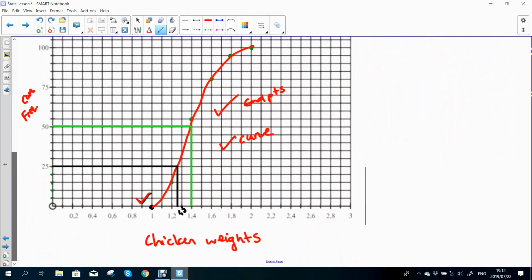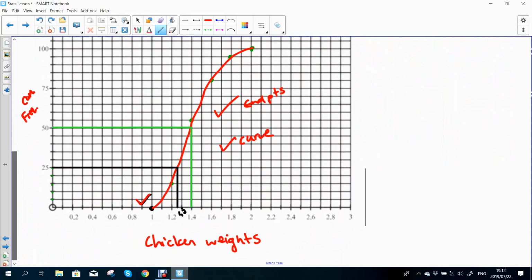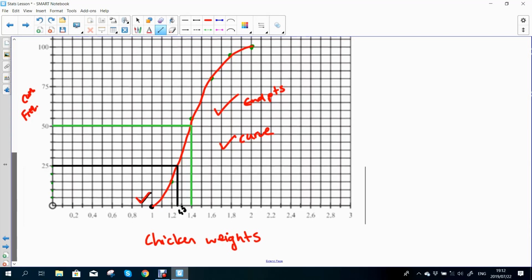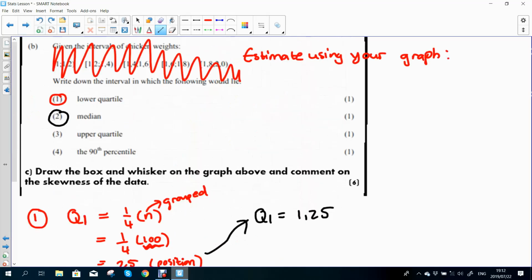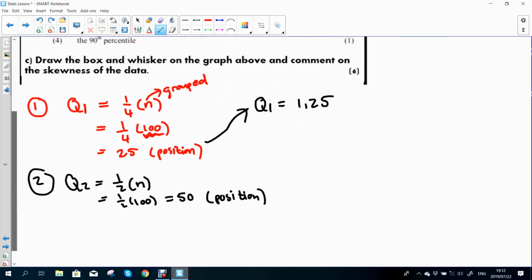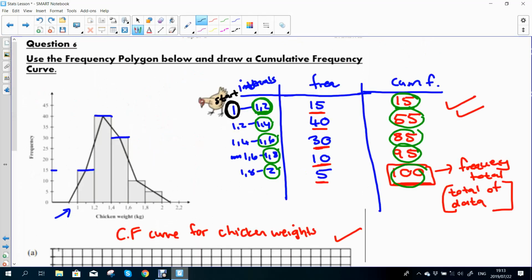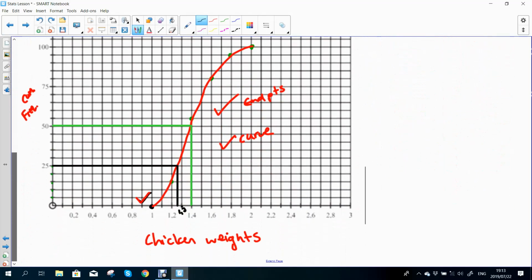It's more or less correct. It is a very steep graph. So let's say it's 1.4. At 50, my quartile 2 is 1.4.